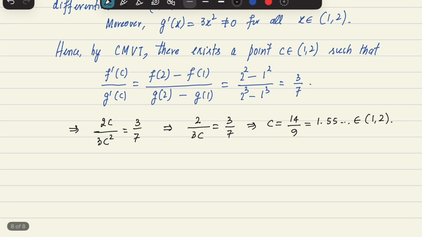With this exercise also we conclude this lecture for the Cauchy's mean value theorem. Thank you.